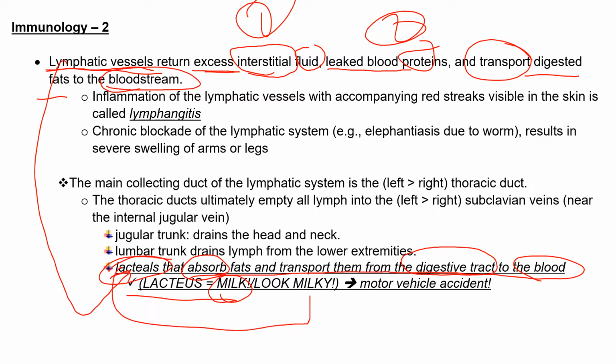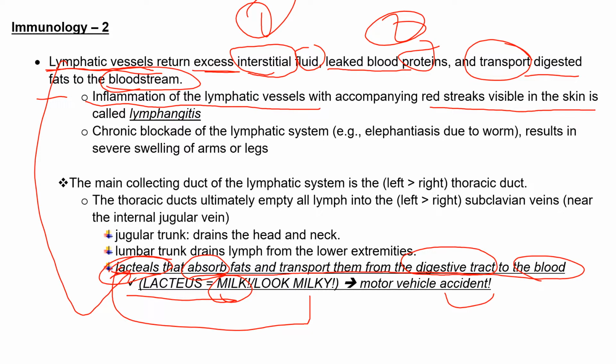When do you see those? In patients who have had, for example, unfortunate motor vehicle accidents, where their intestines are ripped open, you can actually see that milky liquid dripping out of lacteals that have been damaged. You don't normally see lymphatic vessels. But in cases of inflammation of lymphatic vessels, you can actually see them, for example, as red streaks visible in skin if the skin is pale.